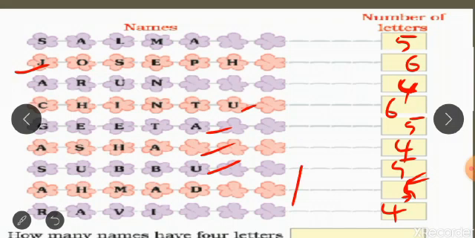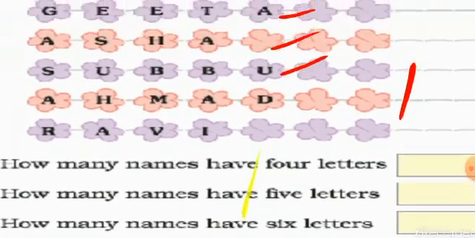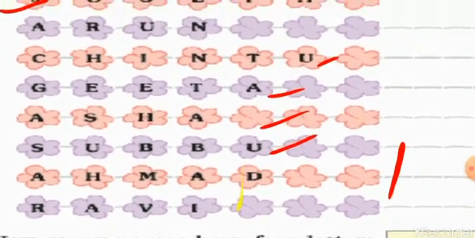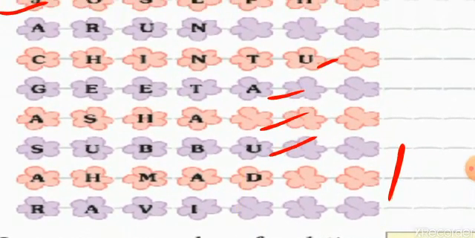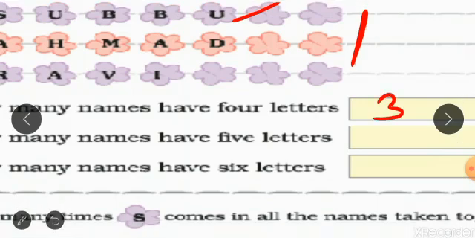So now you are going to answer the questions. Just listen. The first question is, how many names have 4 letters? Ravi is a 4-letter name, and also Hasa and Arun. So totally there are 3 names with 4 letters. So I just write here 3.